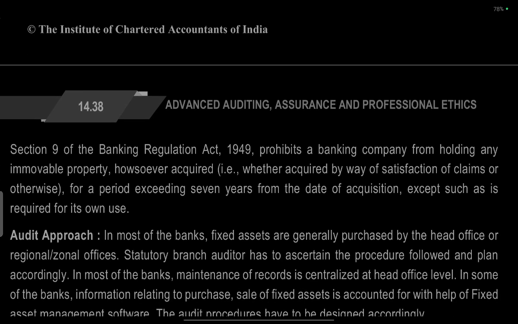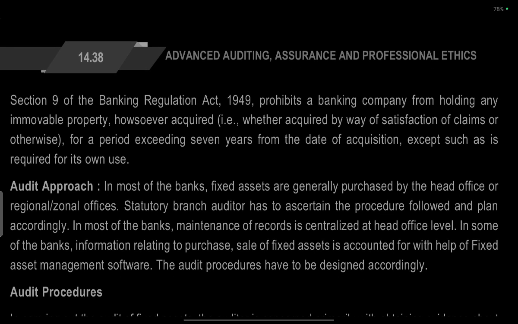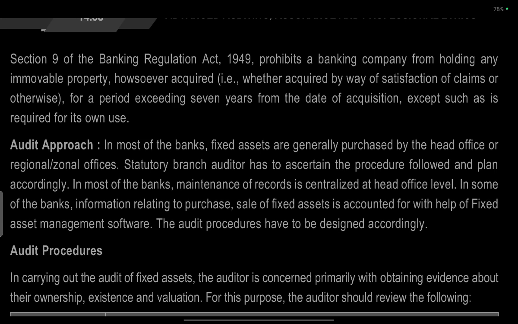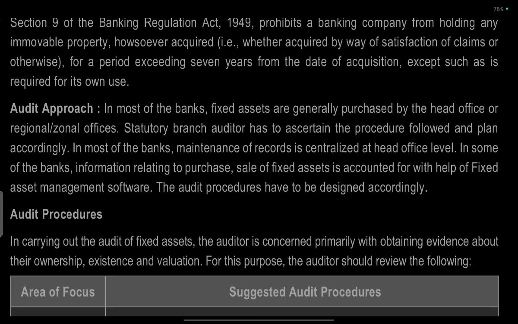Section 9 of the Banking Regulation Act 1949 prohibits a banking company from holding any immovable property howsoever acquired, except as is required for its own use, for any period exceeding 7 years from the date of acquisition.